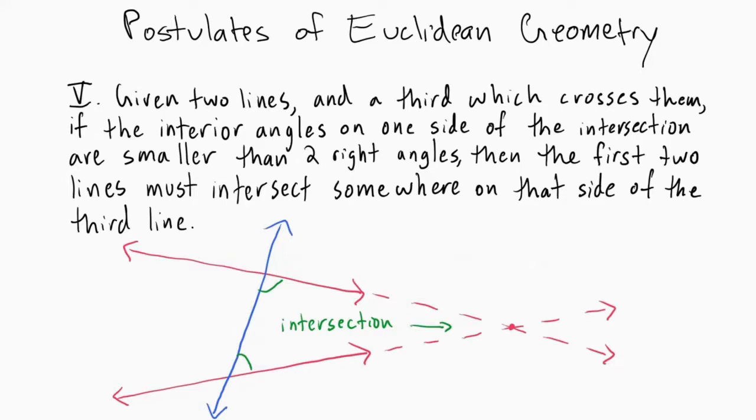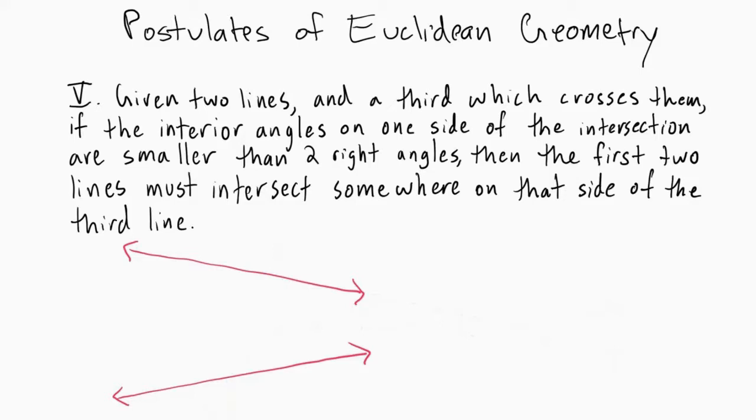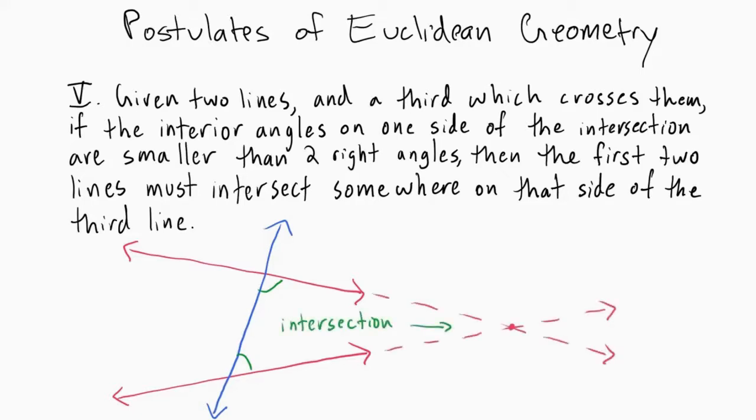I'll say that again. Given two lines and a third which crosses them, if the interior angles on one side of the intersection are smaller than two right angles, or smaller than 180 degrees, the first two lines must intersect somewhere on that side of the third line. Again, it makes sense if you look at the diagram. If those two angles add up to less than 180 degrees, it means those first two lines must be somehow angled towards one another. So they must intersect somewhere in the distance.